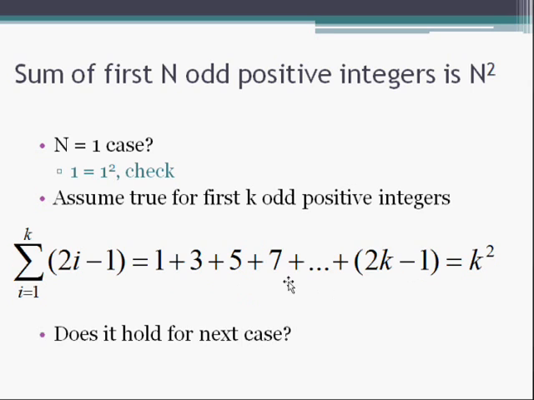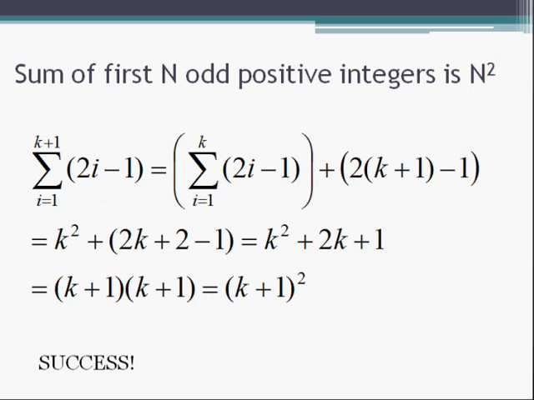So we can express our sum in this fashion, or if you know summation notation, we can use this formula that we have here on the left. So of course, we assume that this is true for the first up to the kth odd positive integer. We want to prove that this is in fact k squared. So we need to see if this holds for the next case. So then the sum of the first k plus 1 odd positive integers should in fact be k plus 1, that whole thing squared. So let's see if that is in fact what happens here.